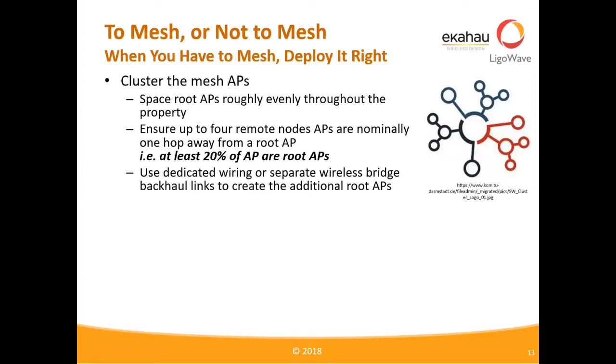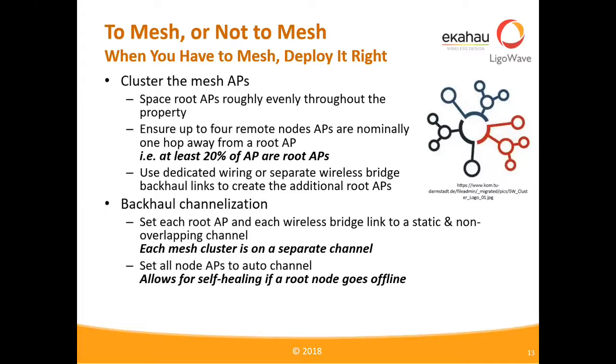Now, the reason that we do this is so that if that root goes down, those remote APs, which are now isolated in space, can then start looking around for another node AP to connect to. And even in a failure scenario, okay, now they're 2 or 3 hops away. But if you start with them being 2 or 3 hops away, then in a failure scenario of one of those routes, now they're going to be like 4 or 5 hops away, and the throughput is going to go straight to hell. Again, in order to create those routes, you're going to want dedicated wiring or separate wireless bridge point-to-point / point-to-multipoint backhaul links to create those additional root APs, and I'll show you an example of that momentarily.